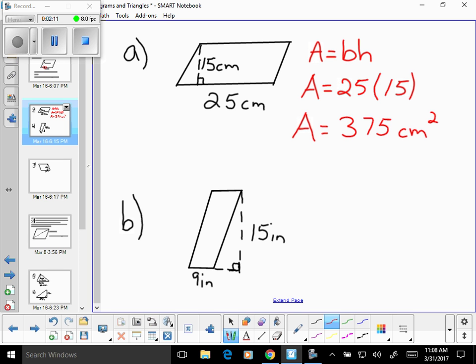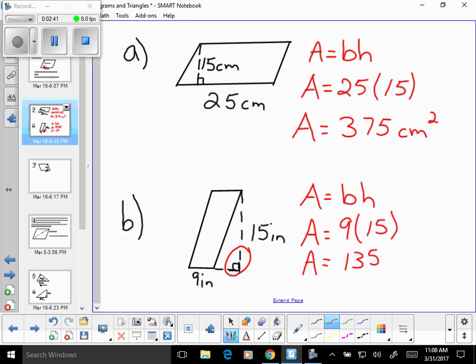In example B, sometimes the height is on the outside of the polygon. So we're looking for that dashed line and that right angle symbol down here, which I've circled. Now, we use the same formula, area equals base times height. Again, we don't know area. Our base is 9. Our height is 15. 9 times 15 is going to give us an area of 135 square inches.